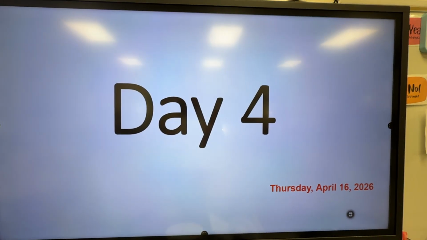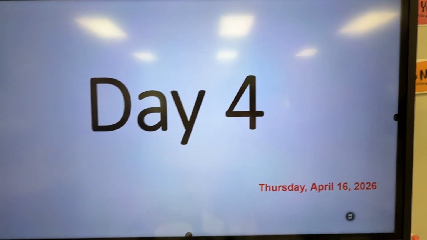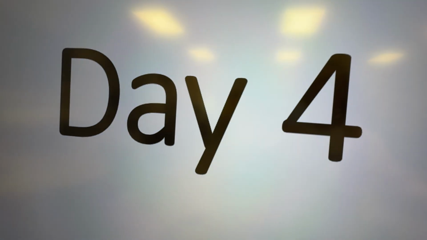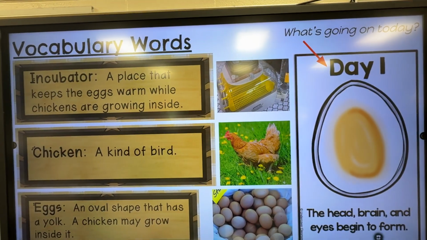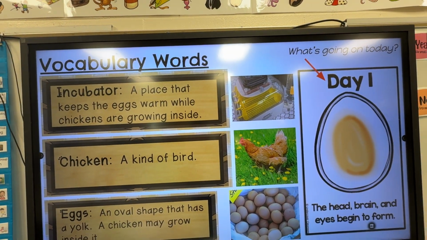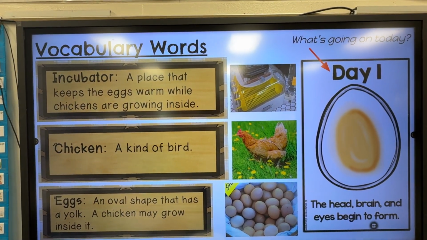Today is Thursday, April 16th, 2026. It is day 4 of our life cycle of a chicken unit. We have 17 days left until our eggs are to hatch on Sunday, May 4th. And our classroom visits will happen on Friday, May 8th.